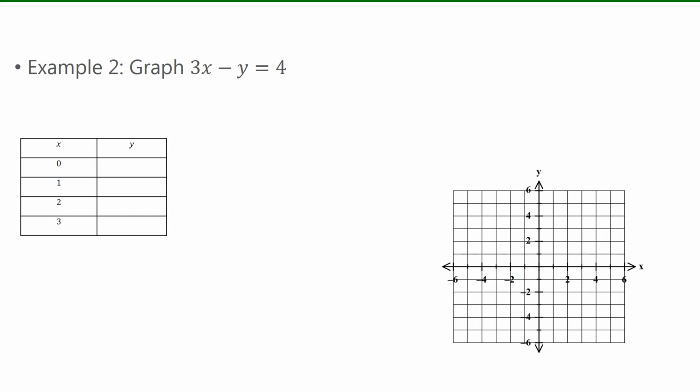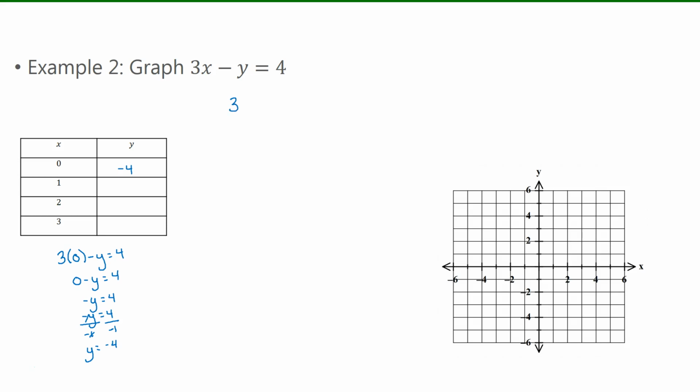Next example, I have 3x minus y equals 4. So for this one, I'm going to start by replacing my x value with 0. So we get 0 minus y equals 4, which is just negative y equals 4. Now to get rid of a negative in front of a variable, you can divide both sides by negative 1. So y ends up being negative 4.